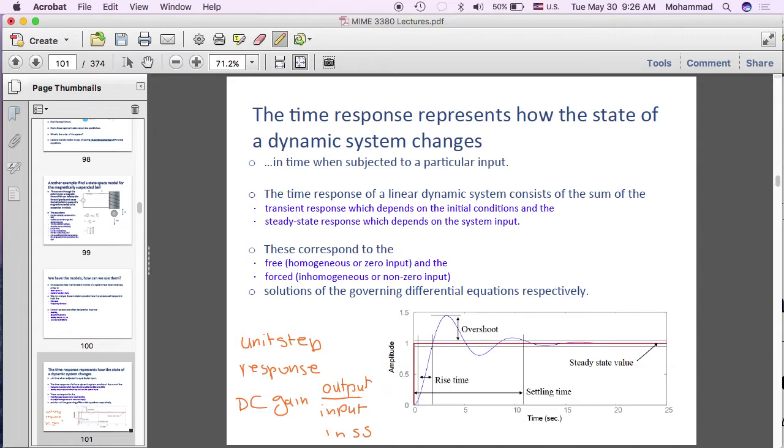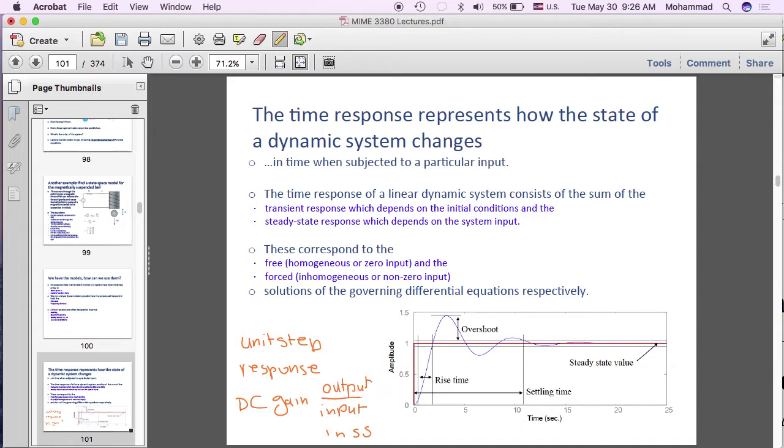This is the overshoot. Normally, it's written in the form of a percentage. What is the percentage of the first peak in response compared to the steady state response? That's called overshoot. This initial time that it takes for the response to go typically from 10% to 90% is called the rise time. So far we have talked about 4 or 5 characteristics of the response.